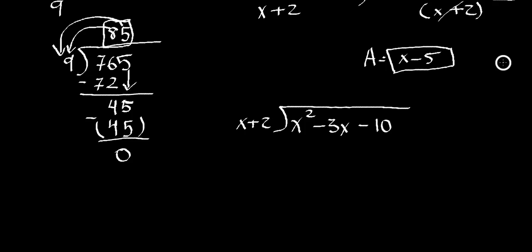So we solve this problem the same way we did this one. We ask, how many times does x go into x squared? In other words, what do I have to multiply x by to give me x squared? Well, that's pretty easy. x times x is x squared, right? That's really what you are doing. So x goes x times into x squared.